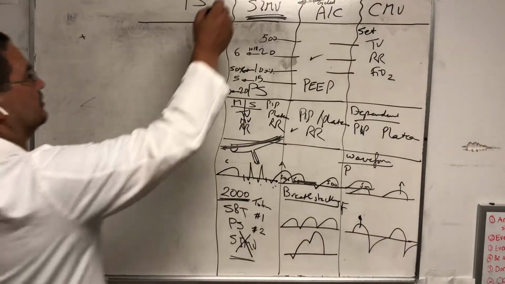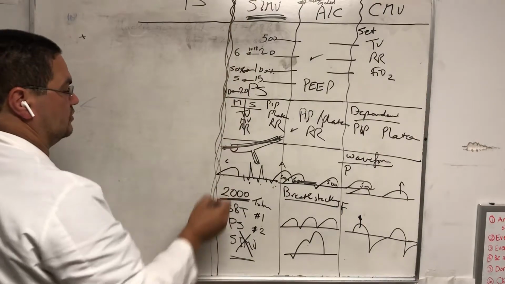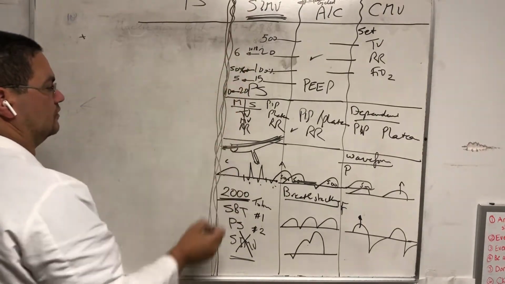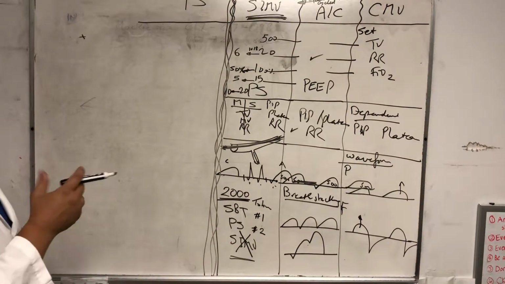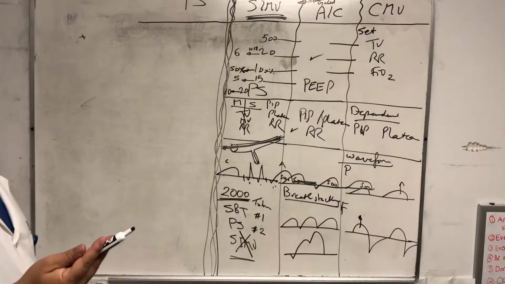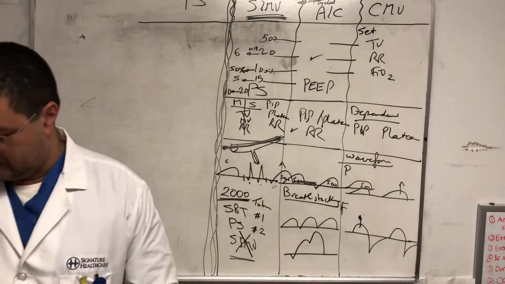All right, so we're done with the obsolete modes of ventilation. Any questions on those? Right? We consider them obsolete. Now we're gonna start working on pressure support, volume control, and pressure control. We'll do pressure support today, and then volume control and pressure control later.